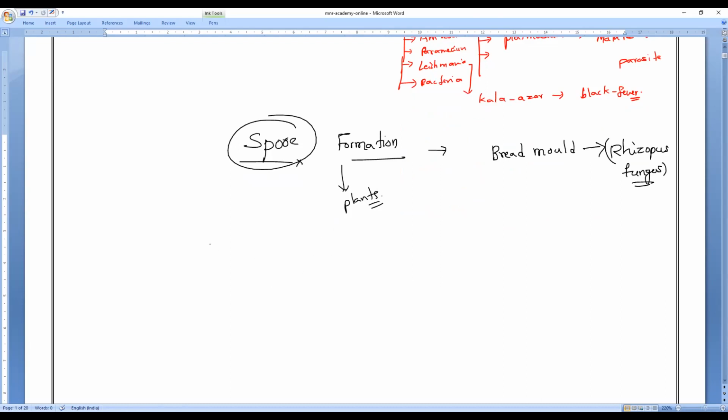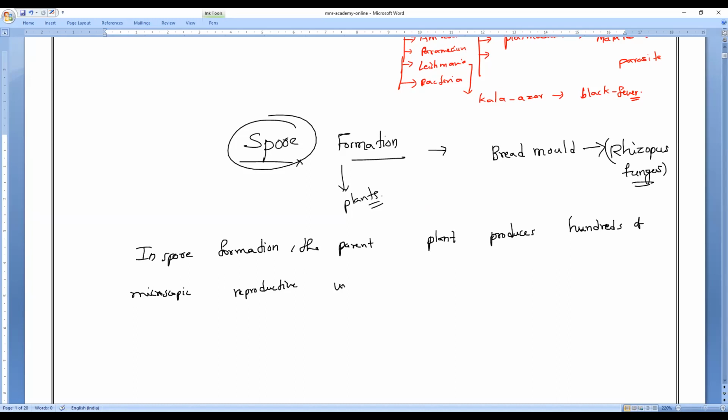All of you write it. In spore formation, the parent plant produces hundreds of microscopic reproductive units. These reproductive units we call what, everybody? We call them spores. Do you understand? Now, for example, small spores will form. Inside, you can notice that there will be hundreds of spores present.